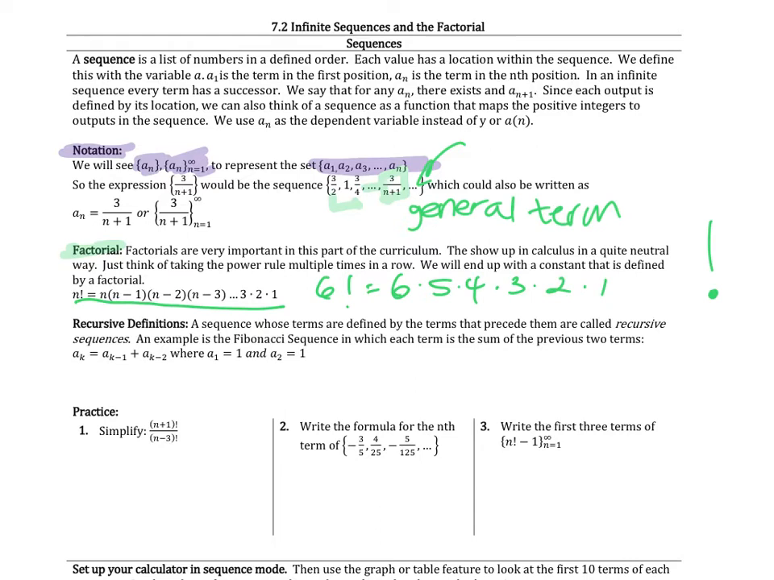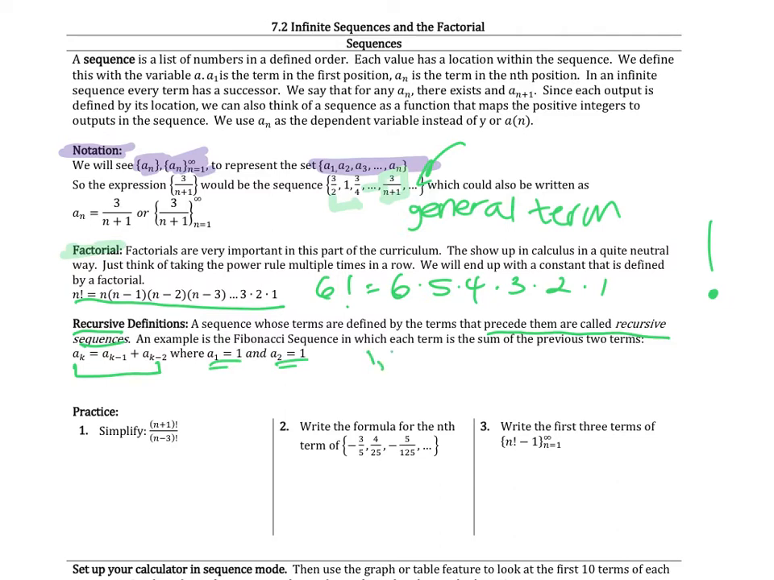And then the last review idea we're going to talk about here is the idea of something being recursive. Recursive meaning it uses the term before it. So a sequence whose terms are defined by the terms that precede it are called recursive sequences. An example of this is the Fibonacci sequence, in which each term is the sum of the 2 previous terms. So here is the definition for the Fibonacci sequence, and it actually tells you what the first and second term are, since the rule uses those 2 terms.